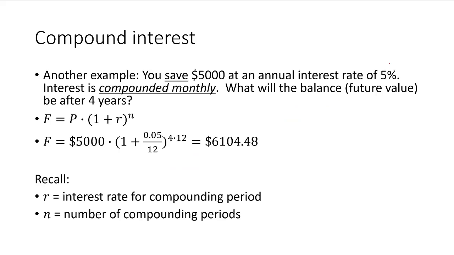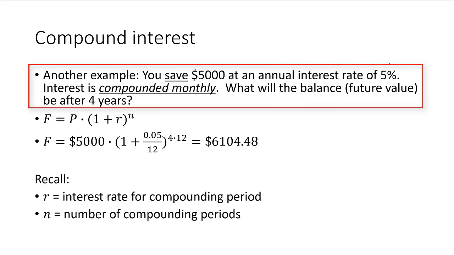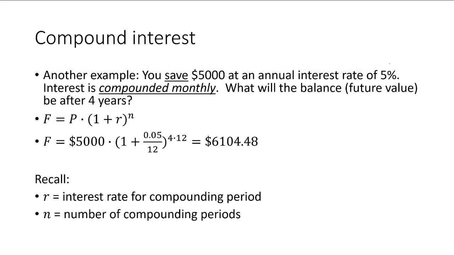Here we have another example. You save, so we're not borrowing, but we're saving $5,000 at an annual interest rate of 5%. Interest rate is compounded monthly. In the previous example, interest was compounded yearly. In this question then, we're trying to determine what the balance is going to be after 4 years.